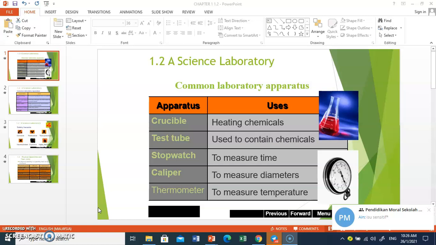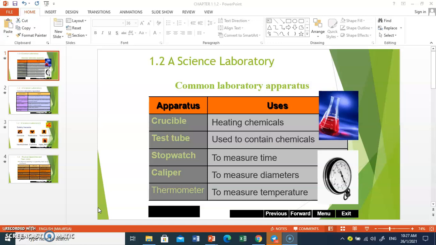As you know, I'm your science teacher, and yesterday we learned about the definition of science. Science is a discipline that involves systematic observations and experiments of natural phenomena. So today, we are going to learn Topic 1.2, about your science laboratory. A science laboratory is a room equipped to conduct scientific investigations and experiments.